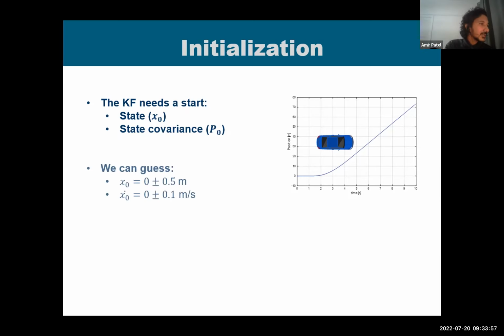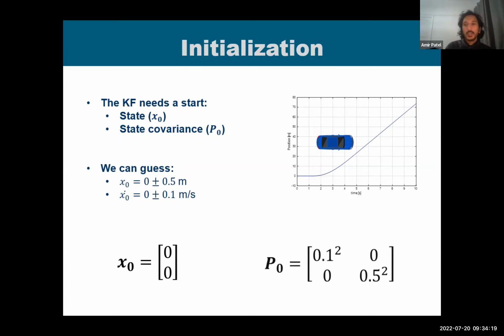Right? So in this example, let's just take a guess and say, okay, we know we're starting at the origin, and we know our velocity is also starting at 0, but we know that within 0.5 meters position and 0.1 meters per second covariance. So our initial state estimate x naught is going to be 0, 0, and then our initial state covariance is going to be 0.1 squared, because that's the velocity state's covariance, how certain we are of it, and then 0.5 squared is for the position accuracy.